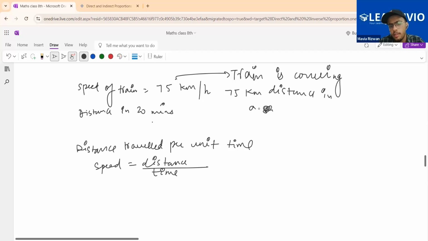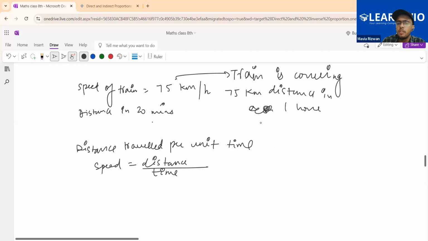In 1 hour, we can say in 1 hour. Okay, this is what it means by this. Or if you directly apply the formula, although you do not have to apply the formula directly here. Why? Because this is not a physics question, this is a math question. So of course you have to apply that by that way. Okay. So see, this means that train is covering 75 kilometers distance in 1 hour.